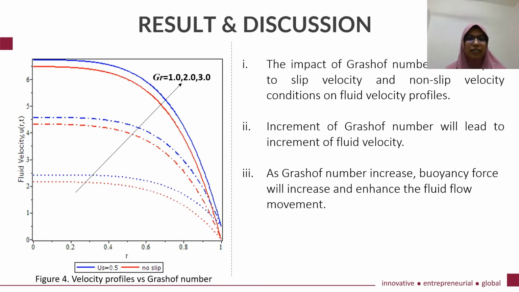Next is figure 4. It shows the impact of the Grashof number with respect to the slip velocity and non-slip velocity conditions on the fluid velocity profiles. As we can see in this graph, an increment of the Grashof number leads to an increment of the fluid velocity. As the Grashof number increases, the buoyancy force will increase and enhance the fluid flow movement.